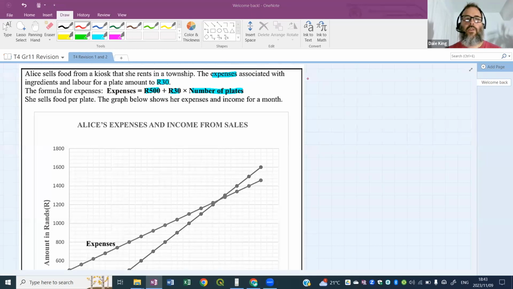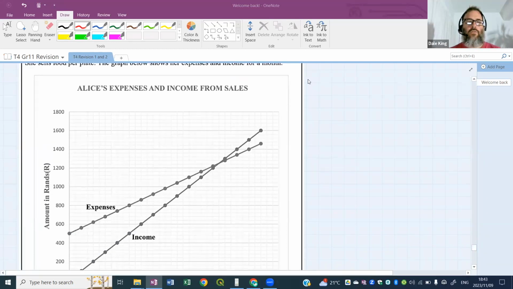The 500, very good. So the 500 must be the fixed expense. We don't know what it is, they haven't told us, but it must be the fixed expense. And the 30 is variable. That depends on the number of plates. She sells food per plate, and the graph below shows her expenses and income for a month. That's all they give us in this text. Then they give us this graph.